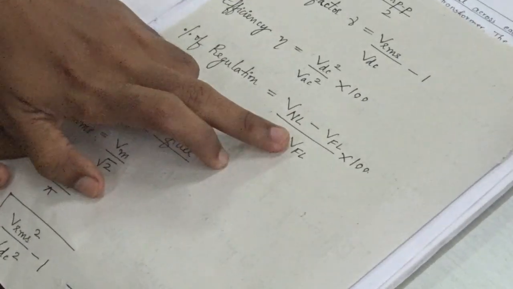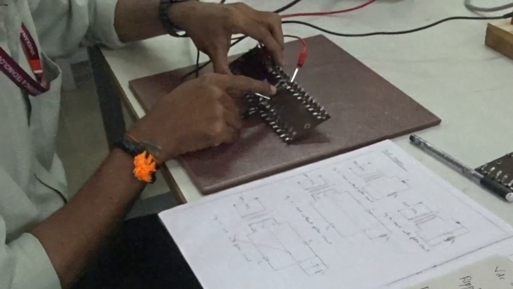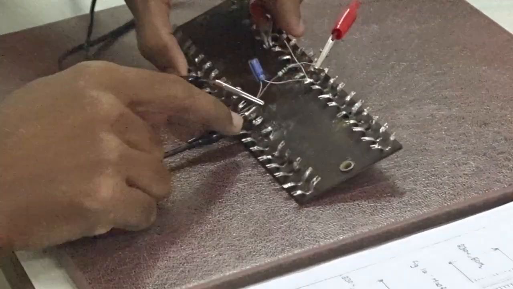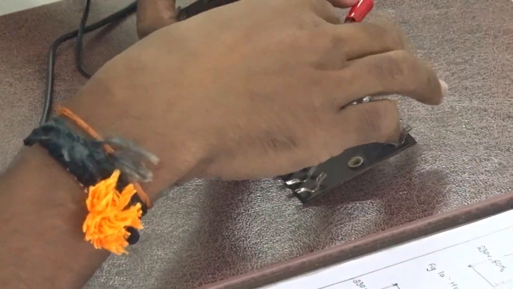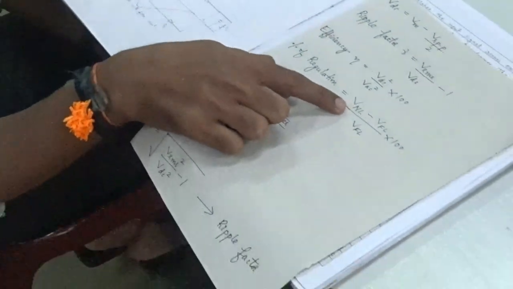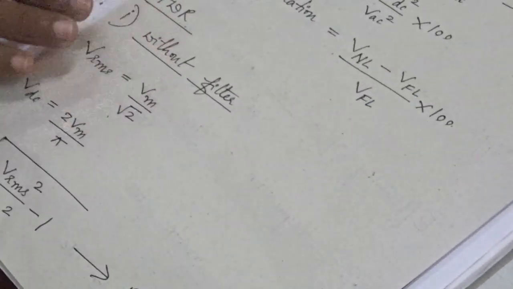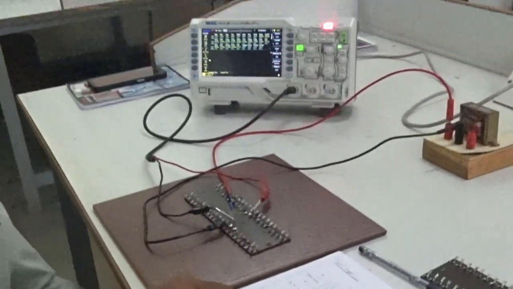The value of the full load voltage is same as that of a V suffix DC voltage, but in order to find out the no load voltage, you need to disconnect this load resistor, and then measure the output voltage. Without the resistor, whatever voltage you are getting across these two points is nothing but the no load voltage. After getting the value of the no load voltage, find out the percentage of regulation. So this is about half-wave rectifier with and without filters.